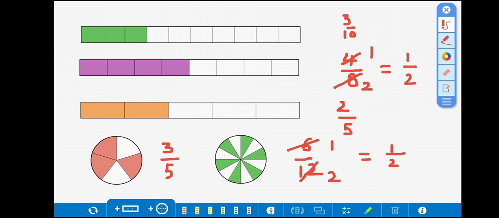I hope you understand all these fractions. You can choose the shape rectangle, square, circle, and you can divide it into equal parts, and you can also write the fraction like this.